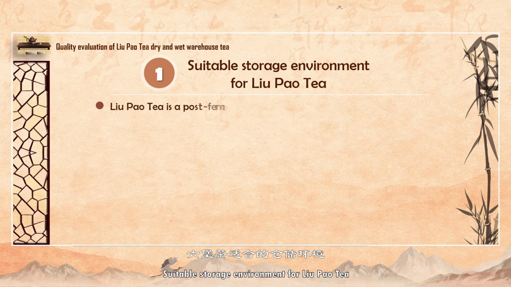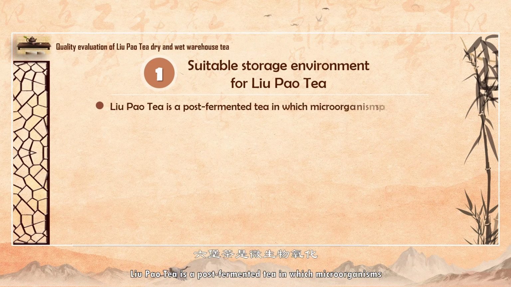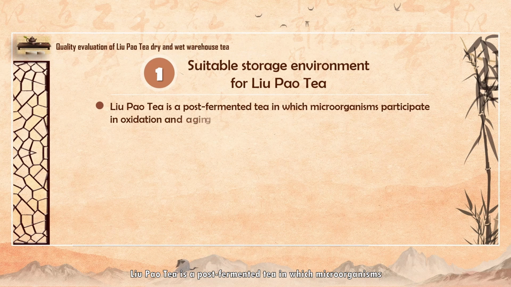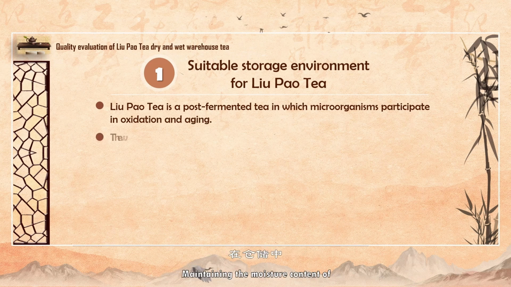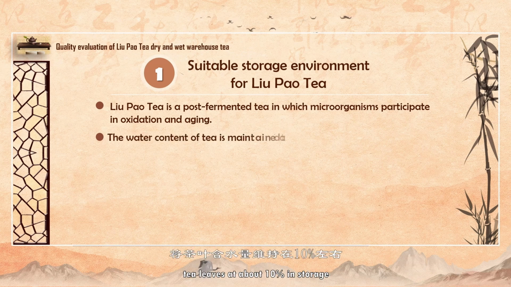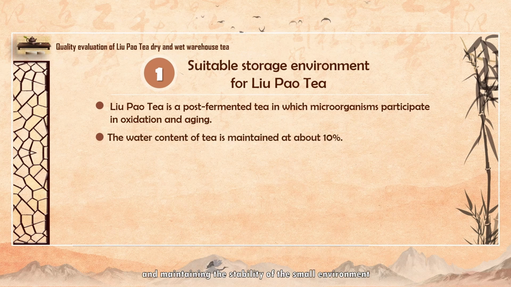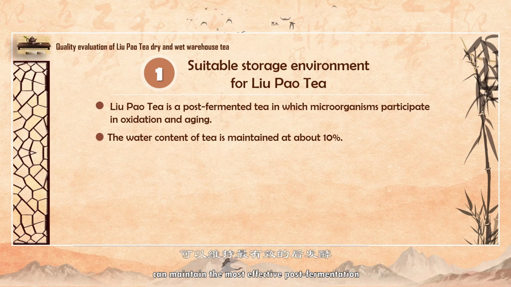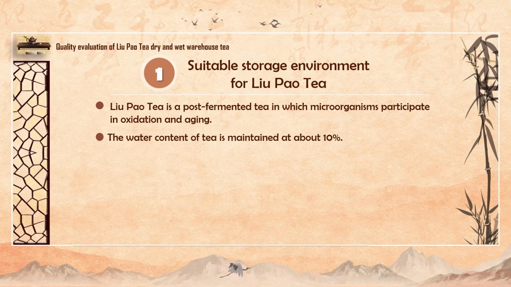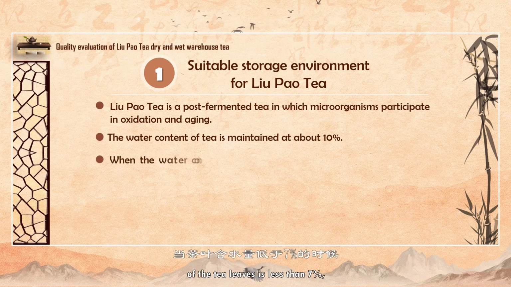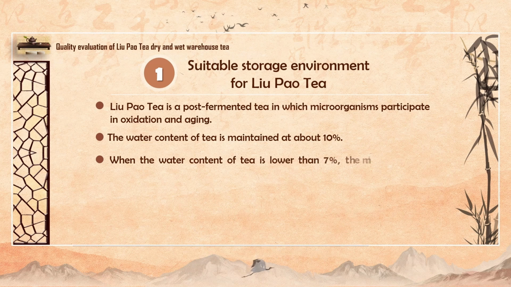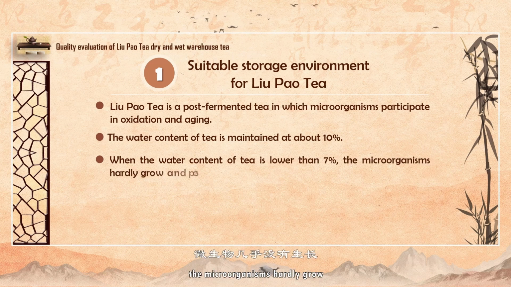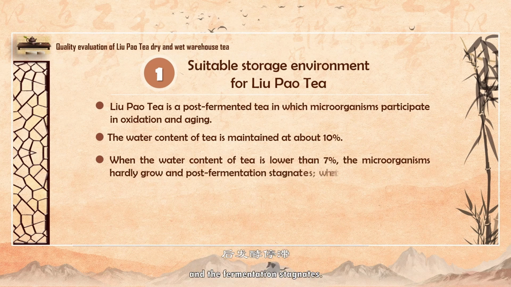Suitable storage environment for Liu Pao tea. Liu Pao tea is a post-fermented tea in which microorganisms participate in oxidative aging. Maintaining the moisture content of tea leaves at about 10% in storage and maintaining the stability of the small environment can maintain the most effective post-fermentation. It should be noted that when the moisture content of tea leaves is less than 7%, the microorganisms hardly grow, and the fermentation stagnates.